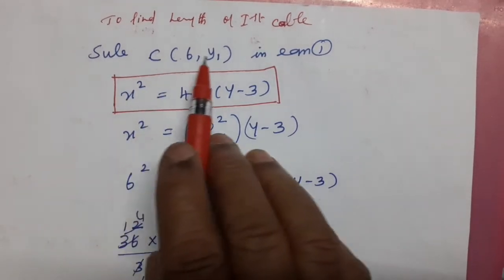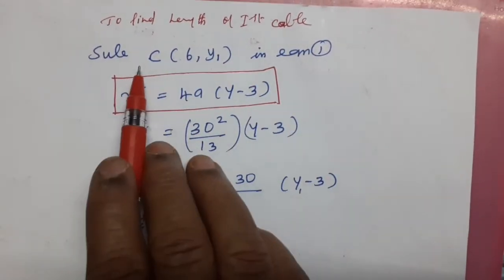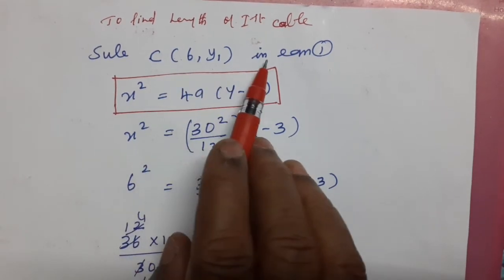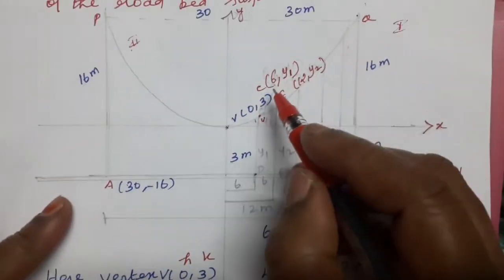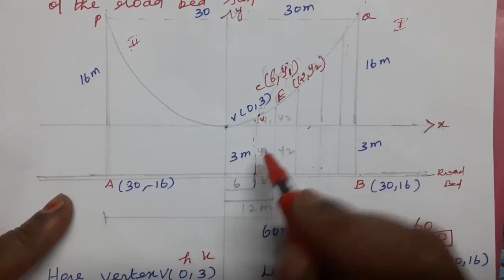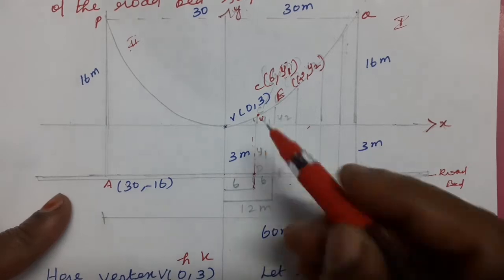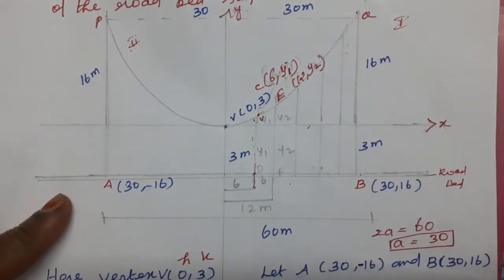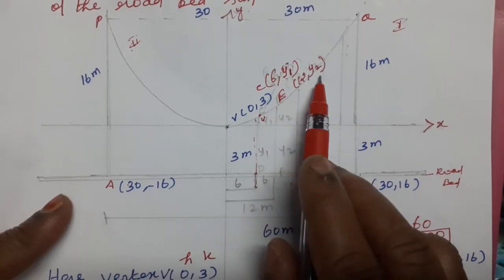Now to find the length of the first cable, substitute C of 6 comma y1 in the equation. Length is nothing but the height of the first cable. See the diagram. The point C is 6 comma y1. X is 6 meter, Y is y1. We are going to find the length of the first cable. Again, we find the length of the second cable: E point 12 comma y2.